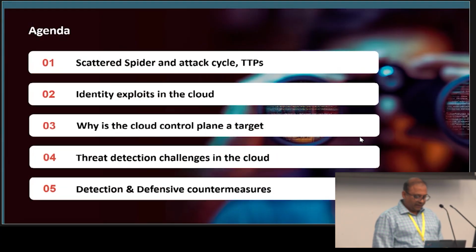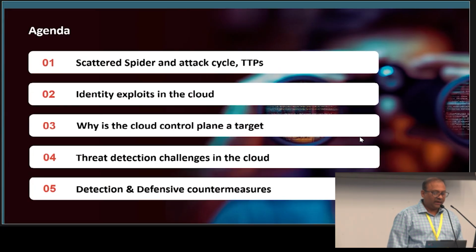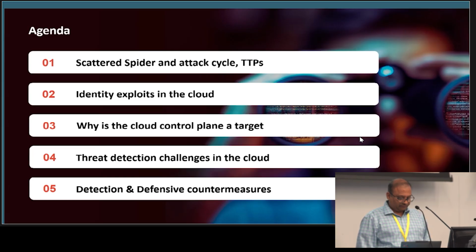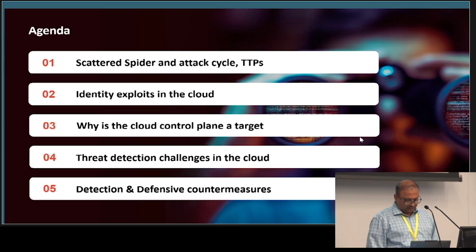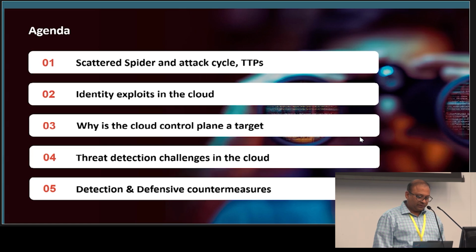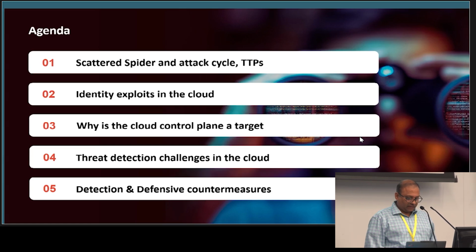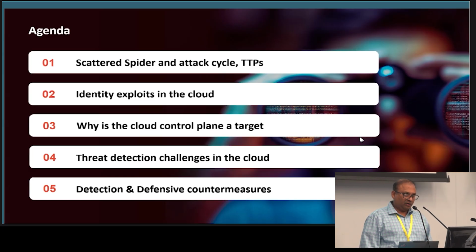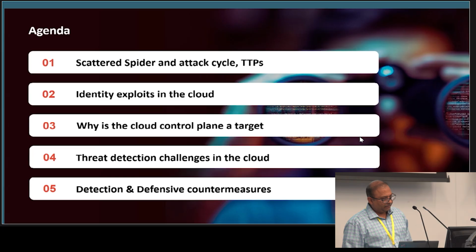Now let's go over today's agenda. The first thing is we'll be starting with Scattered Spider. We'll look at the attack cycles. We'll do the TTPs. We will do the identity exploits in the cloud. And then we'll delve into why the cloud control plane is an important target. Then I'll talk about threat detection challenges in the cloud. And finally, the last session, I will talk about detection and countermeasures. Now, there are a lot of things to cover because Scattered Spider touches everything.